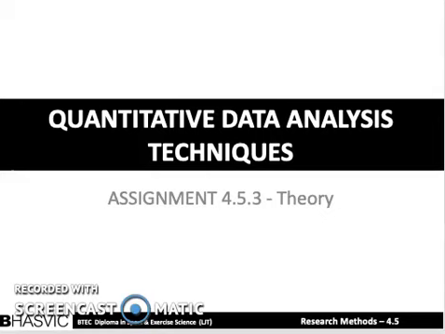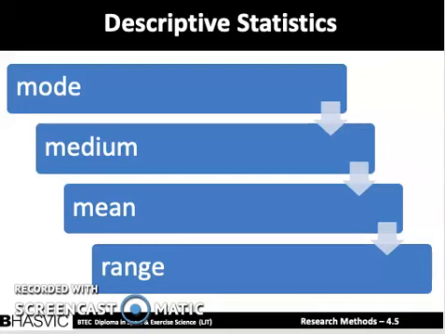Quantitative data analysis, part 3. Descriptive statistics. Descriptive statistics is describing the findings in numerical form at a basic level. It measures central tendency and measures of the variability or dispersion.